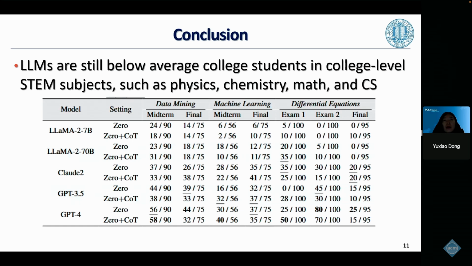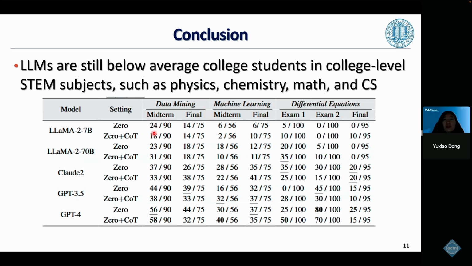So we are actually collecting a couple of subjects, including physics, chemistry, math, and computer science. But since we are computer scientists, that's why I'd like to show the results of that. It turns out that even when we utilize the most advanced LLMs, with either zero-shot or chain of thought, they are not doing so well.